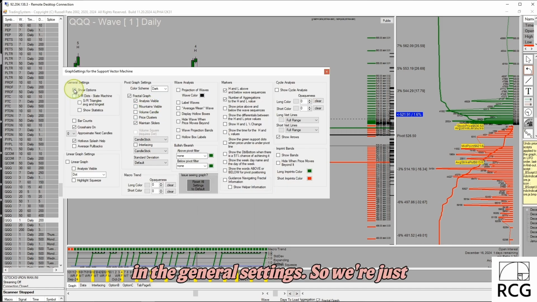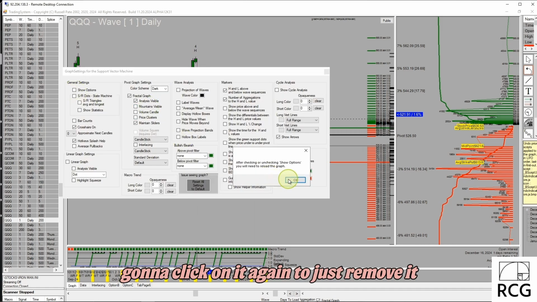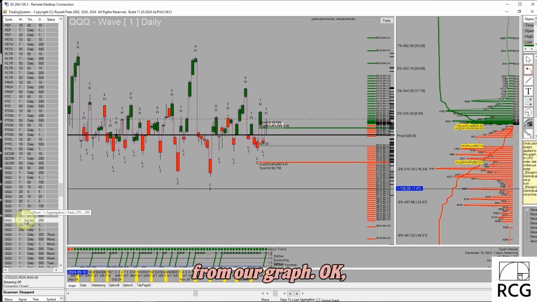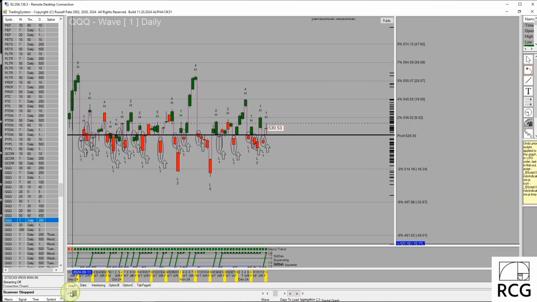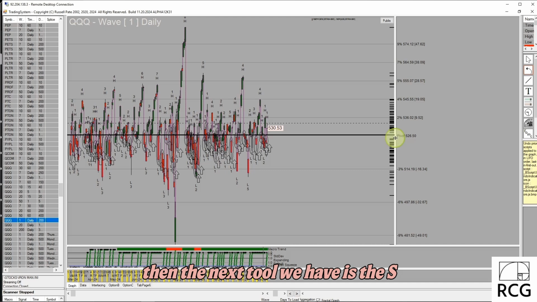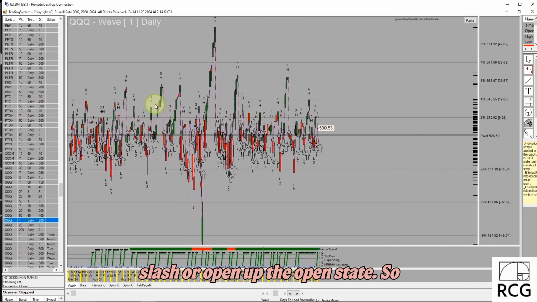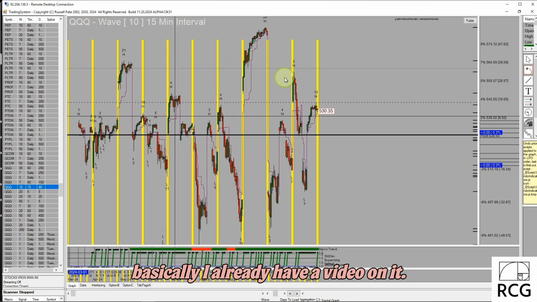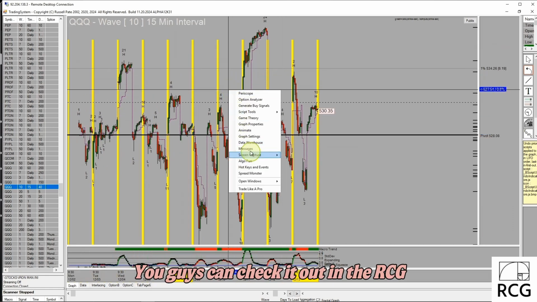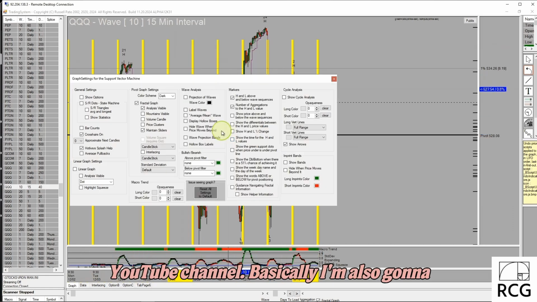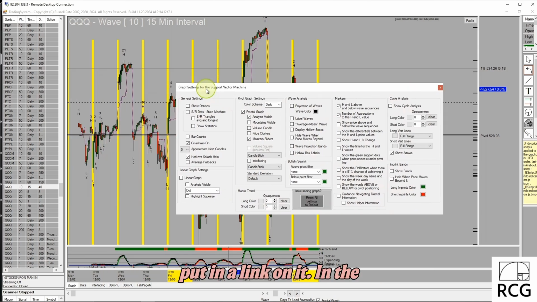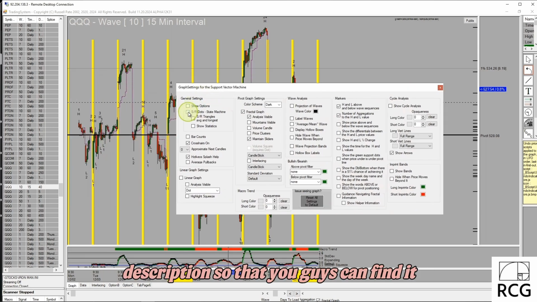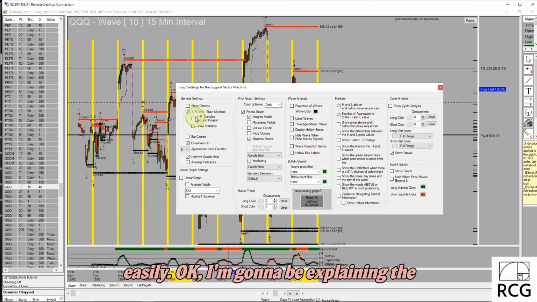Moving on, we're going to move to the next feature inside the graph settings. In the general settings, we're just going to click on it again to remove it from our graph. Then the next tool we have is the S/R open state. I already have a video on it, you can check it out on the RCG YouTube channel. I'm also going to put a link to it in the description so that you can find it easily.